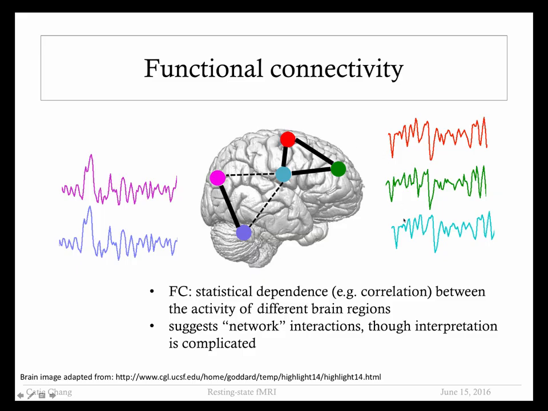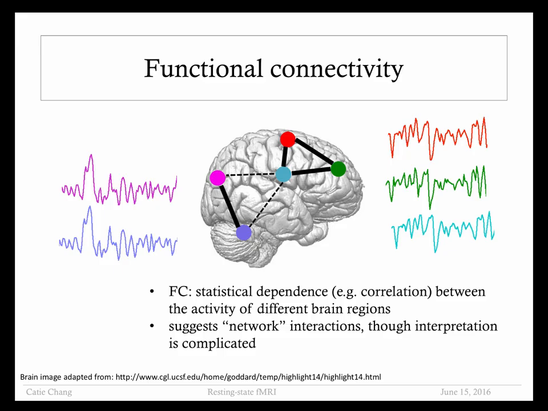Some motivation behind this is that if two areas are showing similar activity, then they might be directly or indirectly interacting with one another, and this could be a way for us to learn about how regions are working together as networks. Although it actually turns out that interpreting what correlations and other measures of functional connectivity actually reflect is quite challenging, but this is at least one reason we might start looking at the data in this way.